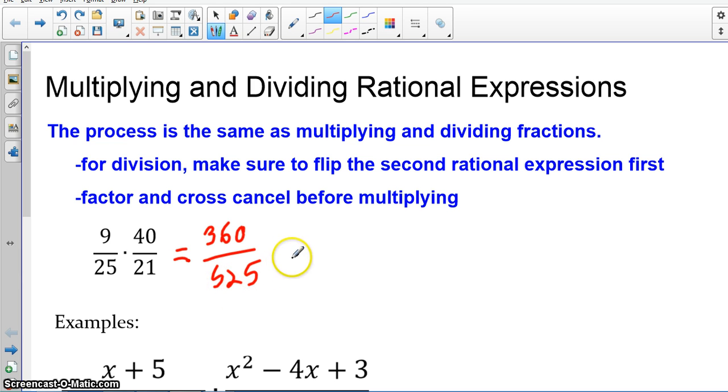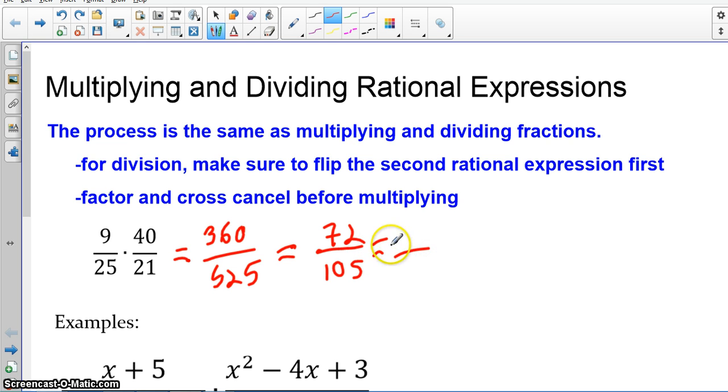And then you have to reduce this, which is a pain. I mean, really, I know I could divide these by 5, I guess. So that would be 105 on bottom and 72 on top. And then we still could go some more. I could divide by 3. See how much this stinks.